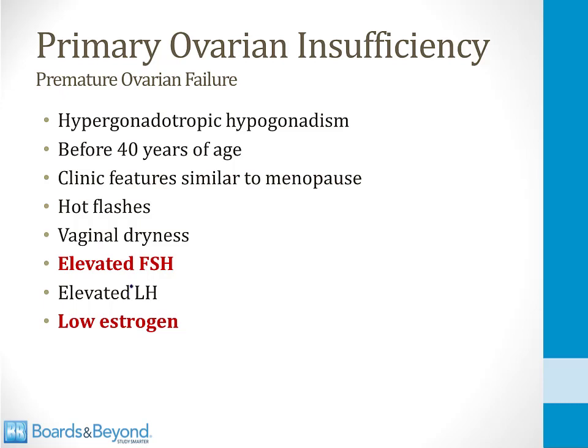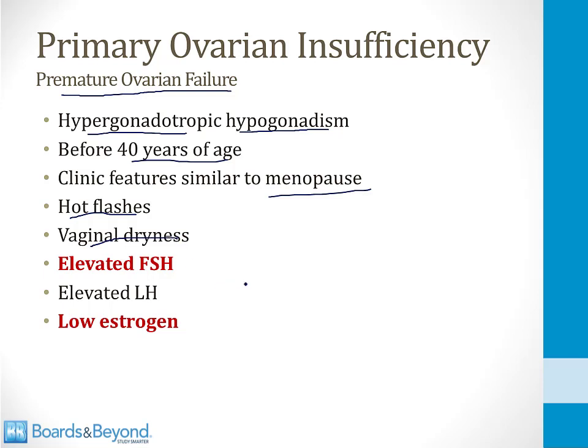Another potential cause of secondary amenorrhea, meaning a woman who stops menstruating after she had been menstruating normally, is primary ovarian insufficiency. It's also called premature ovarian failure. This is basically menopause that occurs at a very early age. It is an example of hypergonadotropic hypogonadism like we discussed before. It usually occurs before age 40, and the clinical features are similar to menopause. They include things like amenorrhea, but also hot flashes and vaginal dryness.